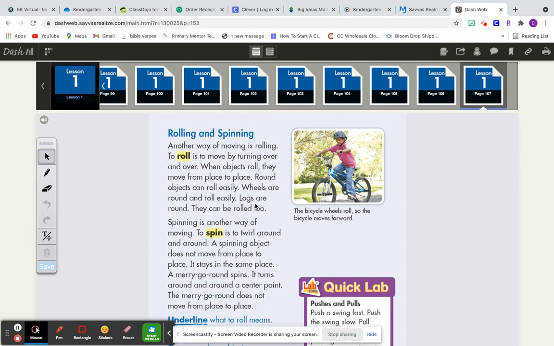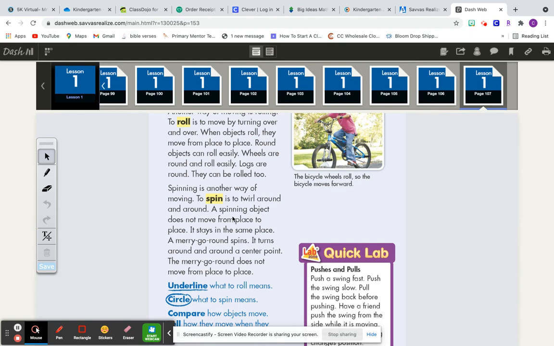Round objects roll more easily. Wheels are round and roll easily. Logs are round and they can be rolled too. So a bicycle wheel rolls. That is a way that a bicycle moves.